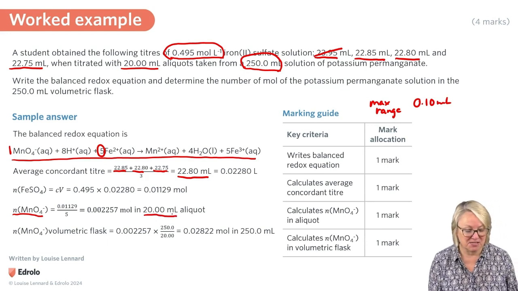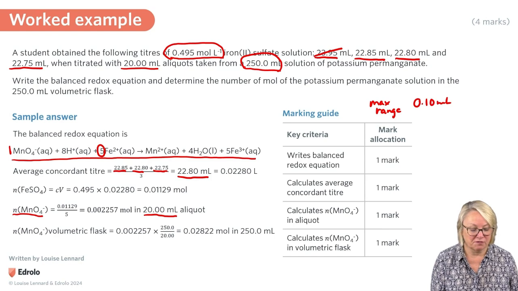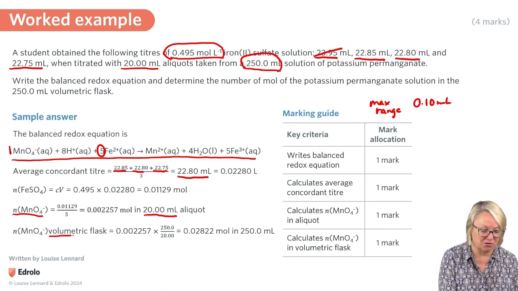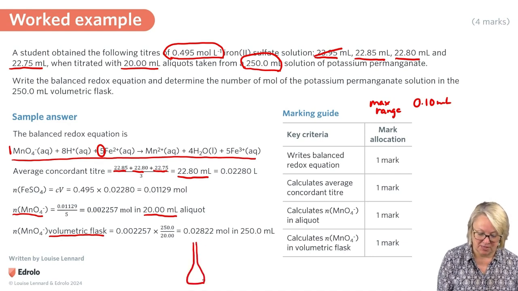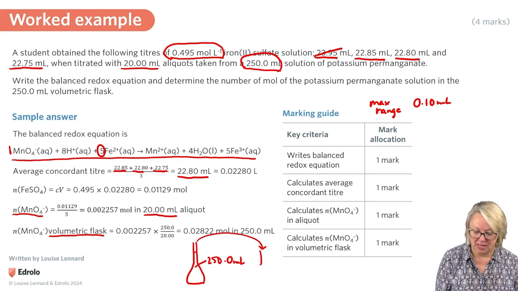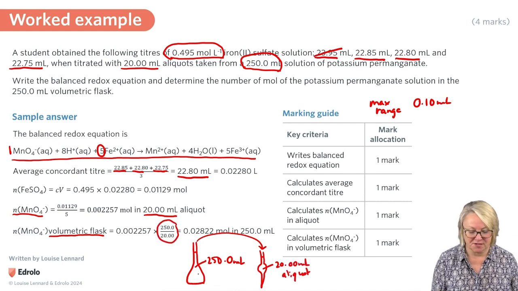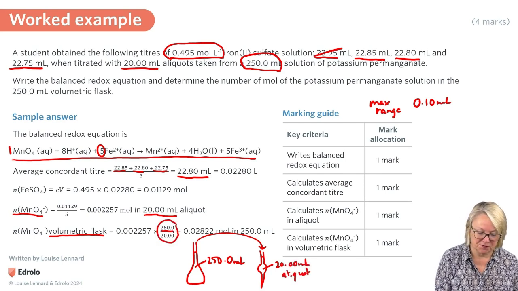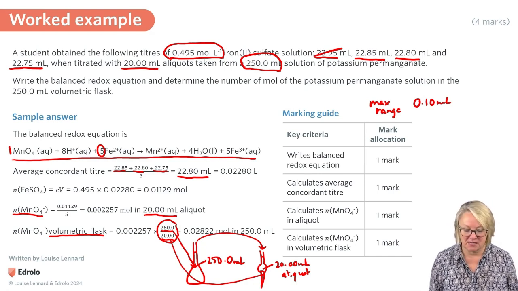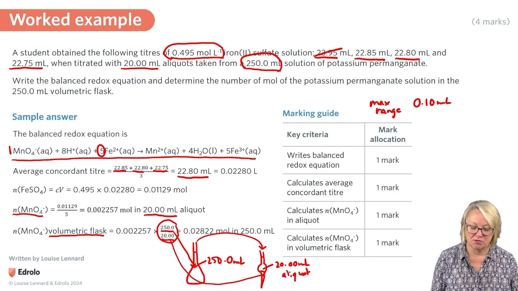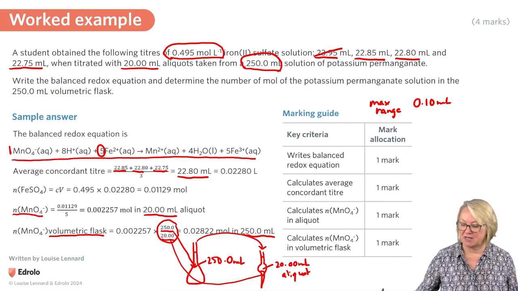But the question asks us for the number of mole of the permanganate ions in the volumetric flask. So we actually had a 250 ml flask, and from that we took our aliquot, our 20 ml aliquot. So we need to apply a dilution factor. The 250 comes from the volumetric flask, the 20 comes from the aliquot. 250 divided by 20 is our dilution factor. So that ends up being 0.02822 mole in the 250 ml volumetric flask.